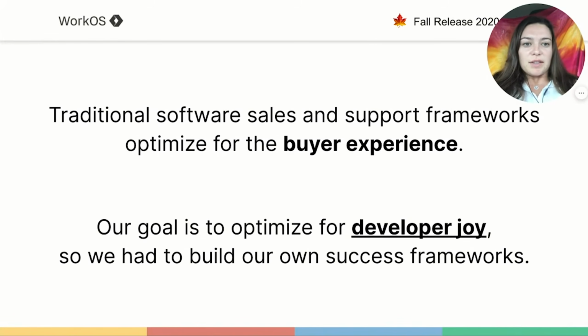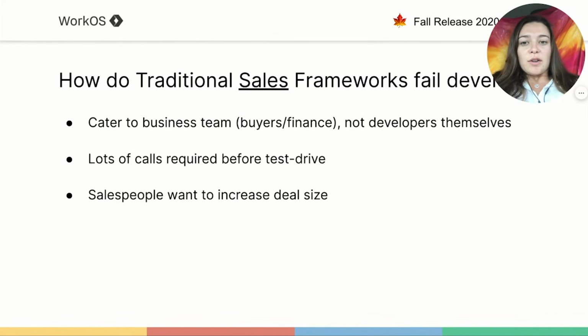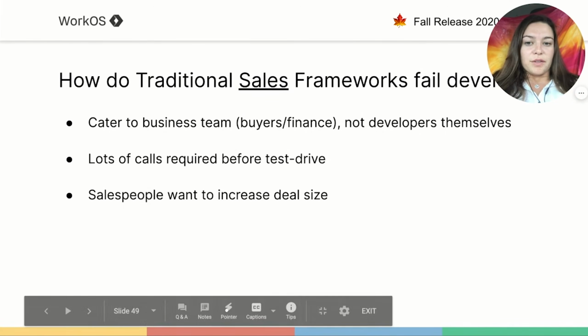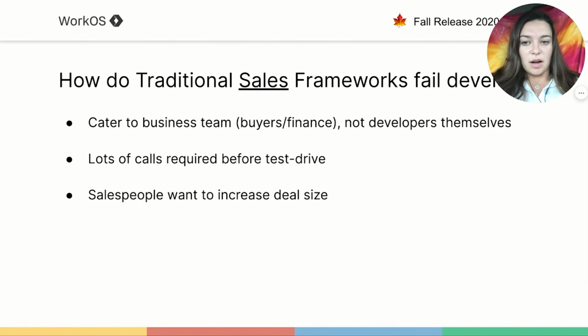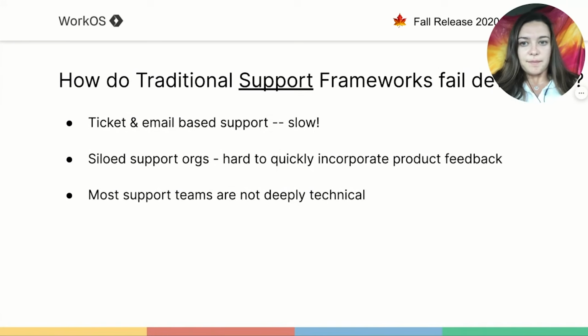Traditional software sales and support frameworks optimize for the buyer experience, but our goal is to optimize for developer joy. So we had to build our own success frameworks. How do traditional sales frameworks fail developers? Well, they cater to the business team, so executives, CIOs, but not developers themselves. That means the process isn't optimized for developers, which means there's a lot of discovery and scoping calls required before you get access to an API or even do an integration. Also, salespeople are incentivized by increasing deal size, not developer experience.